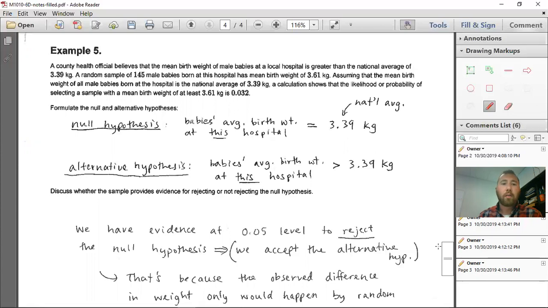What's the alternate? So the null hypothesis is that the average birth weight at this hospital that the official is making a claim about is only 3.39 kilograms. So the null hypothesis is that no, the official is wrong, and actually the average birth weight equals the national average even at this hospital. The alternative hypothesis, which they're trying to verify, is that the babies' average birth weights are in fact larger, so greater than 3.39. That's the alternative hypothesis that they hope to show. Okay.